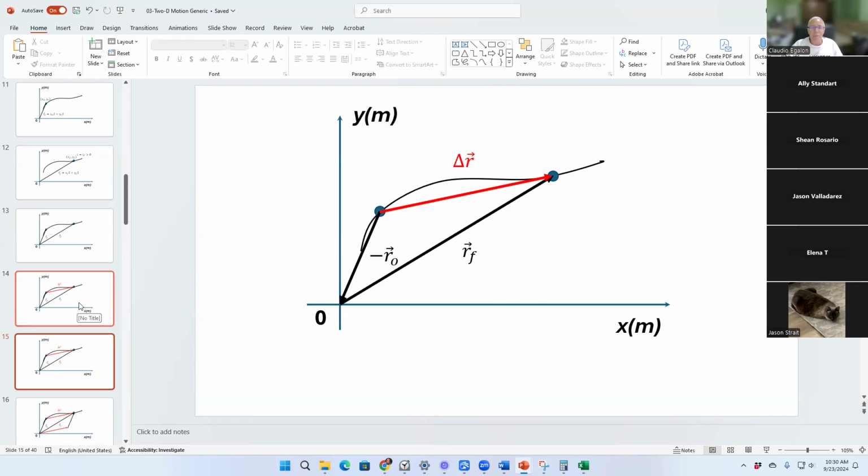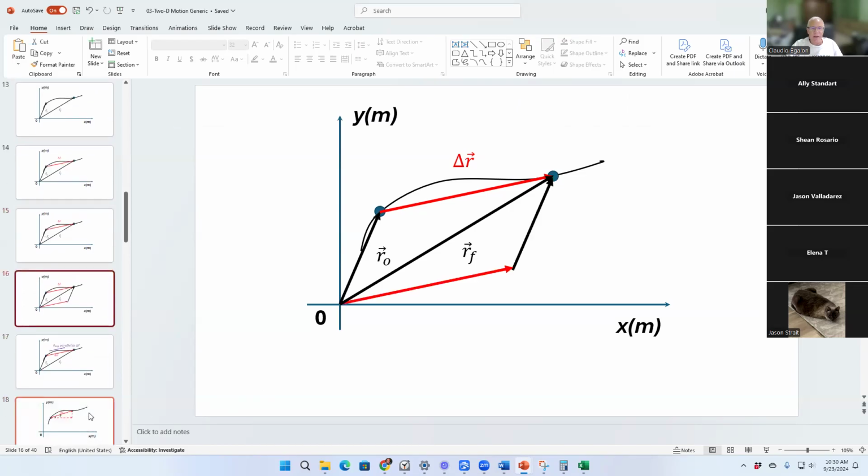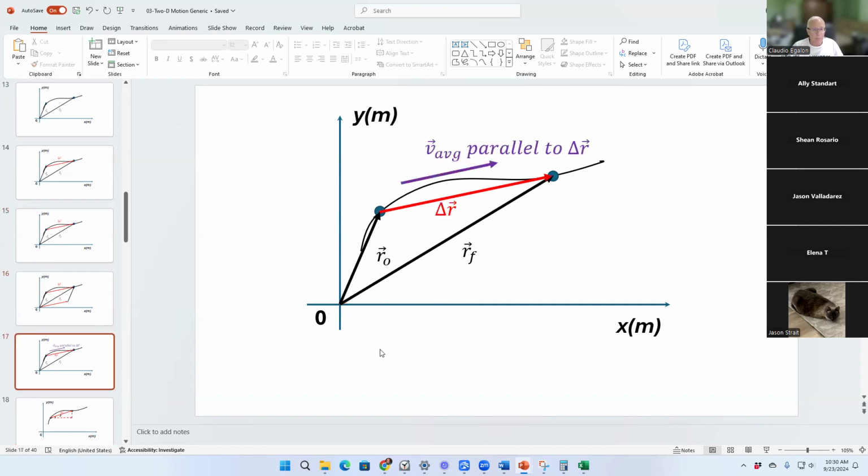Here's a summation between R f and minus R naught. Very important that you get this idea. Here's the method of the parallelogram. Oh, it's not the method of the parallelogram. I'm just projecting the same vector delta R right here. That's all I'm doing.